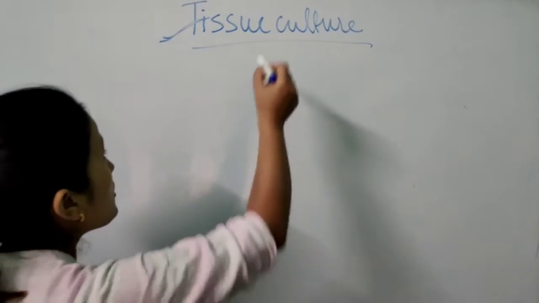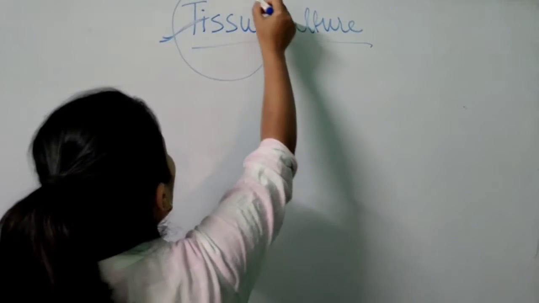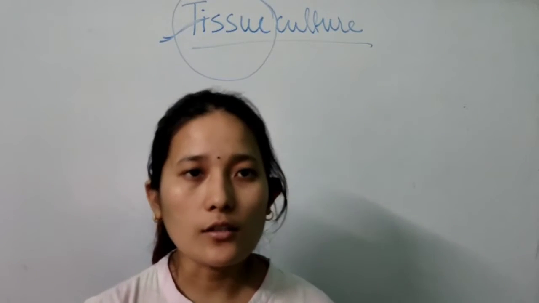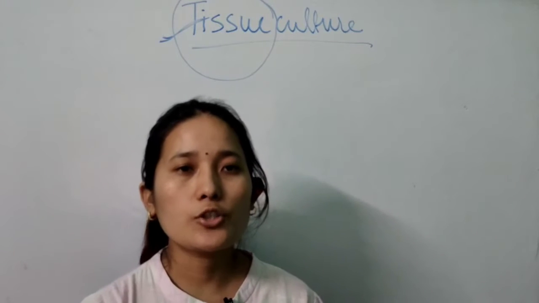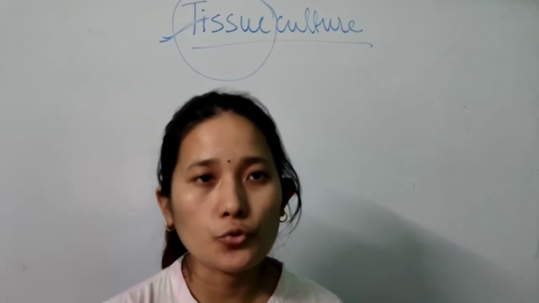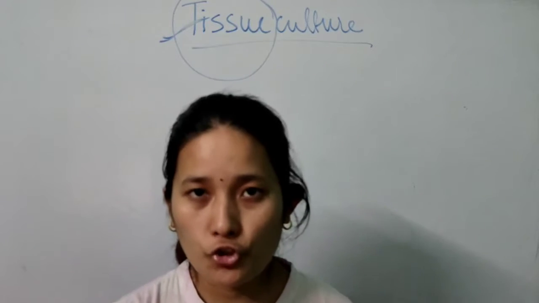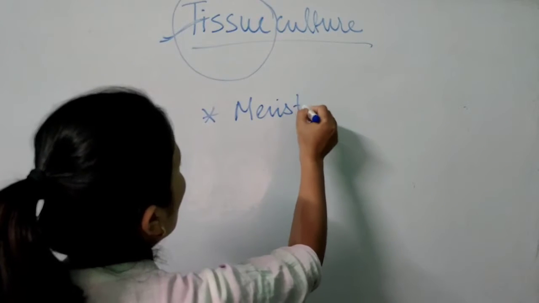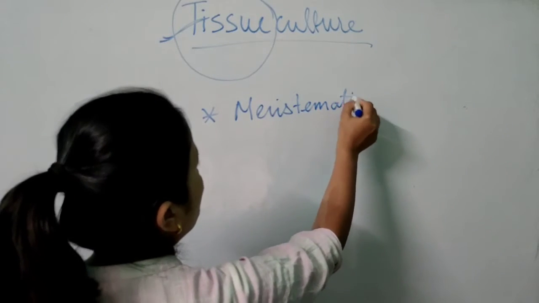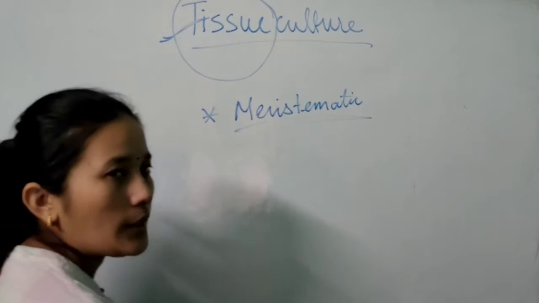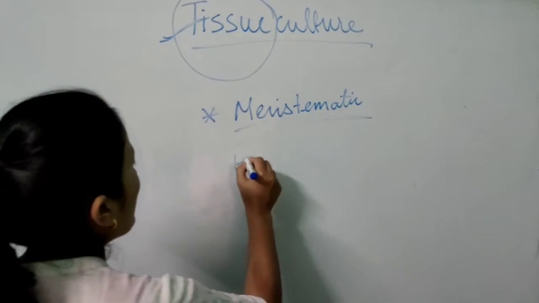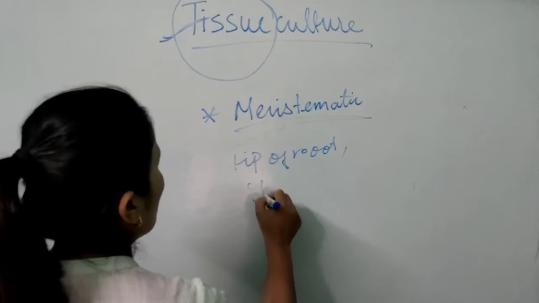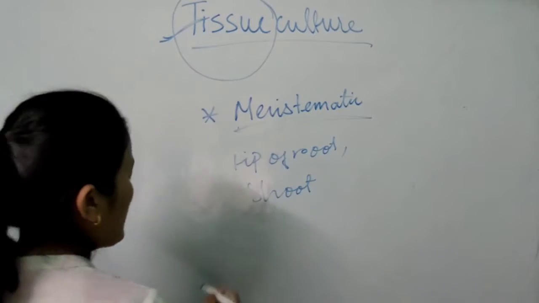Now the name itself suggests that here we have a role of tissue to play. So here the new plant is arisen by taking out a small portion of tissue from a plant. What kind of tissue do we usually take? We take meristematic tissue, because it's only meristematic tissue which brings about the growth in plants. So we will be taking the tissue from either the tip of the root or shoot, because these are the parts where you have meristematic tissue.